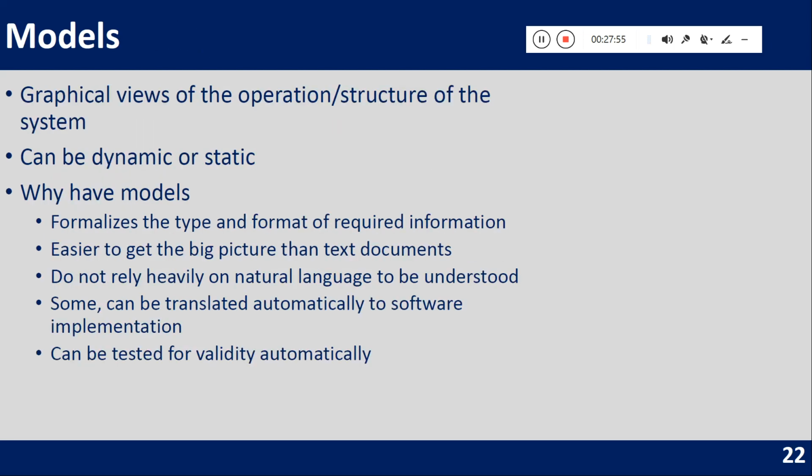And a model is a graphical view of the operations or structure of the system, which can be dynamic or static. Why do we have a model? Because we can format the types and formats of the required information, and it's easier to get the big picture than from a text document. We do not heavily rely on natural language. This is why we call it unified modeling language. Some models can be translated automatically to software implementation. That's very important.